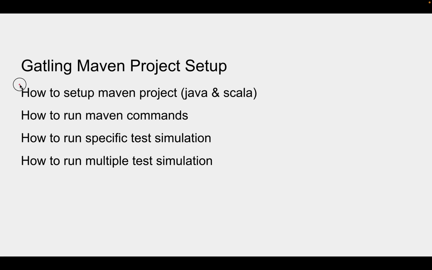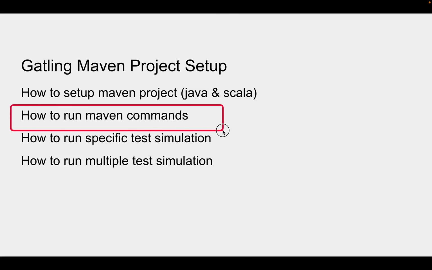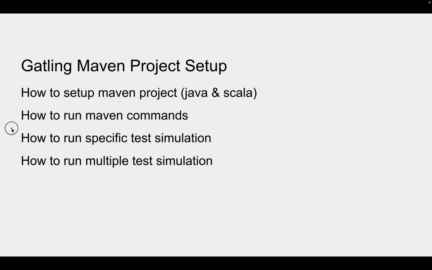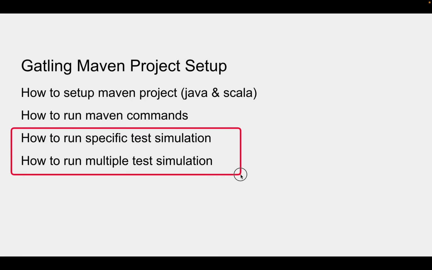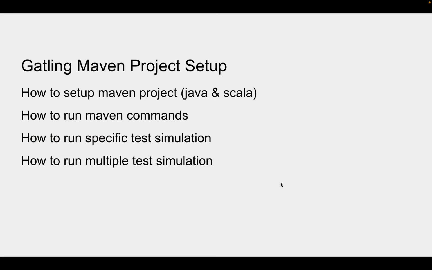So we will start with the project setup first, and I will show you both for Java and Scala. In case you want to set up a Maven Java project for Gatling or a Scala project for Gatling, we will see both. Then we will see the different Maven commands we can use to run our Gatling project, the simulations, the recorder, etc. We will then see how do we run specific test simulation and how can we run multiple test simulations. So this is going to be very easy and very interesting. So let's get started. And first I will show you how to do a Gatling Maven project setup.